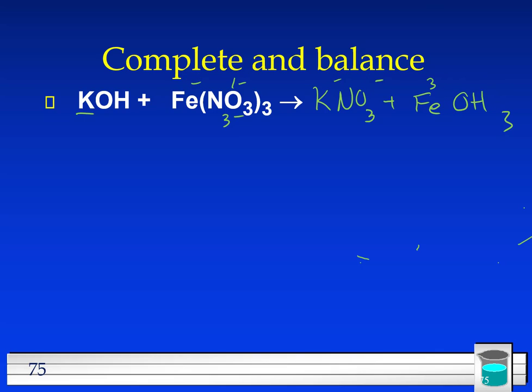So now all we need to do is balance this. Oops, my parentheses went away. 1 K on both sides. One side has 1 OH, the other one has 3 OHs. So I should put a 3 in front of KOH. That gives me 3 Ks, so I have to put a 3 in front of KNO3, which gives me 3 NO3s, which I wanted anyway. Make sense?